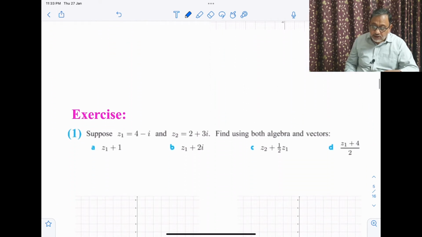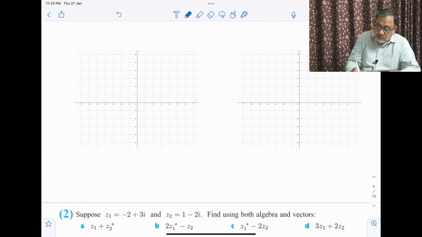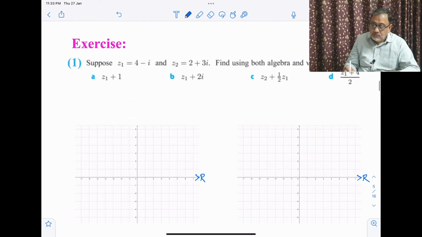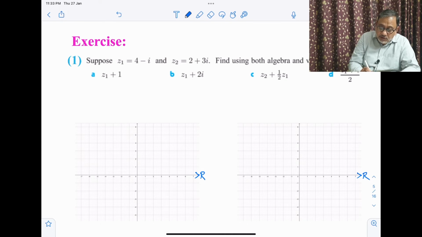Yeah. Now this is the exercise. I am putting it here. So I hope you will try this exercise. Okay, I will leave the graphical complex planes here, so you can try them yourself. Otherwise I will show it to you next time. Or should I show you one of them? Let me show you this one, because it is z1 plus 1. Okay, now look here, z1 plus 1 will be represented by 4 minus i, okay, plus 1.